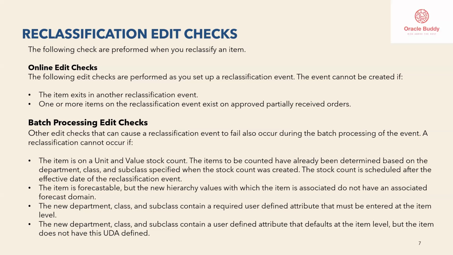The item is forecastable, but the new hierarchy values with which the item is associated do not have an associated forecast domain. The new department, class and subclass contain a required user-defined attribute (UDA) that must be entered at the item level. The new department, class and subclass contain a user-defined attribute that defaults to all the item level, but the item does not have the UDA defined.